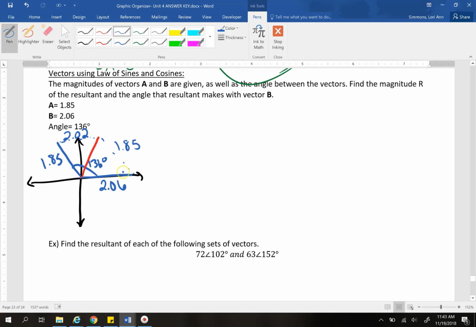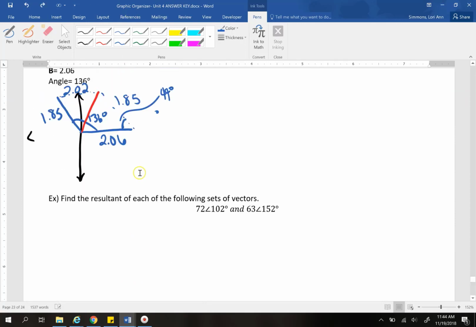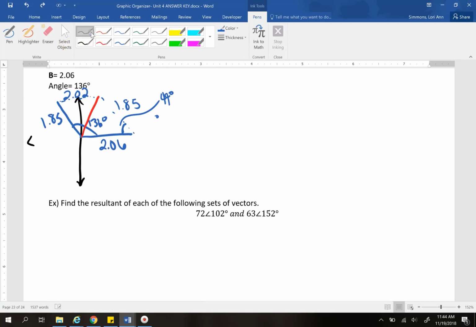Let's look at angles now. We have 2 lengths. We don't have anything else of this triangle, so we need one more thing. So we can find an angle actually. So this whole angle is 136. This angle is 136. So this angle in here is 180 minus 136, so 44 degrees. Okay, so we have 44 degrees.